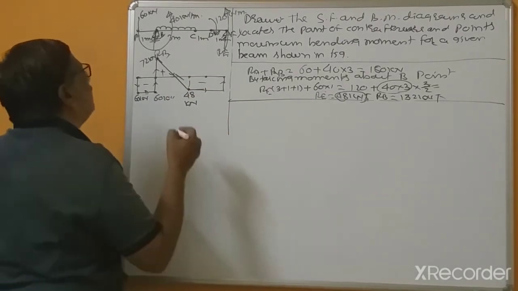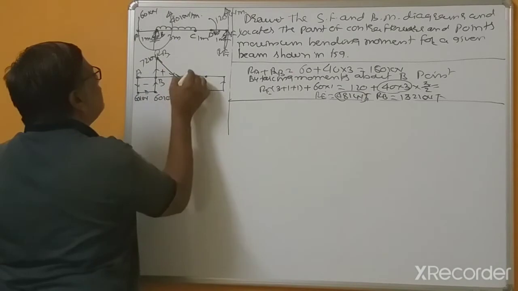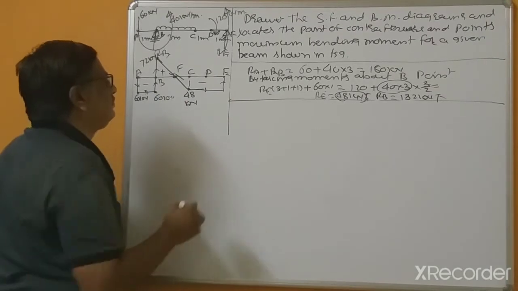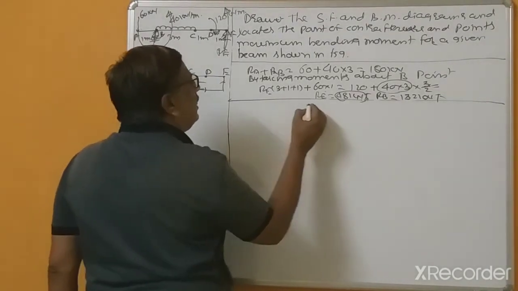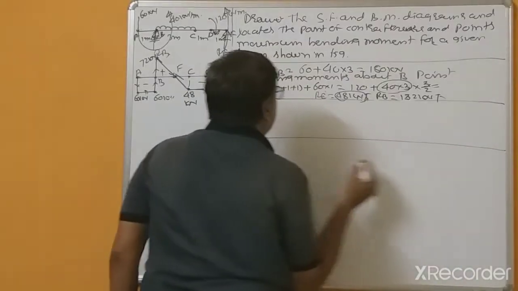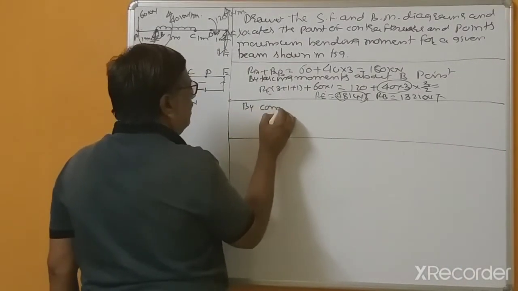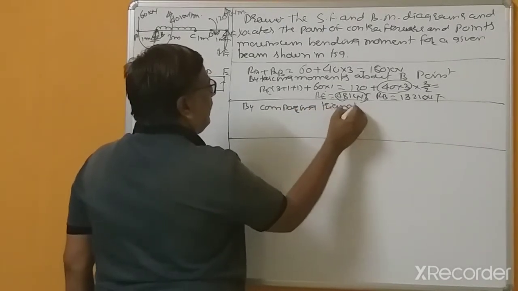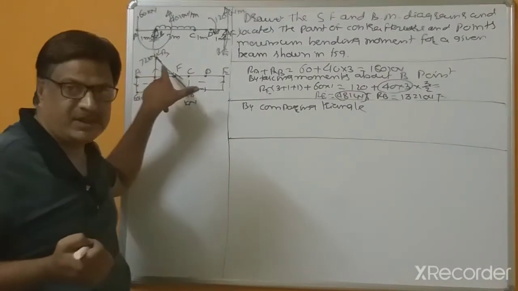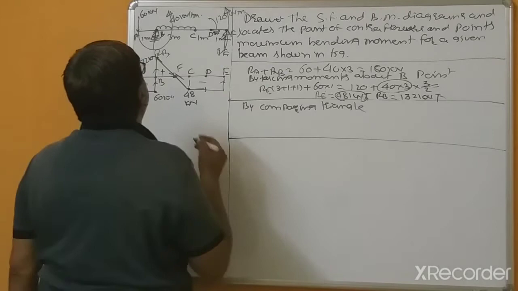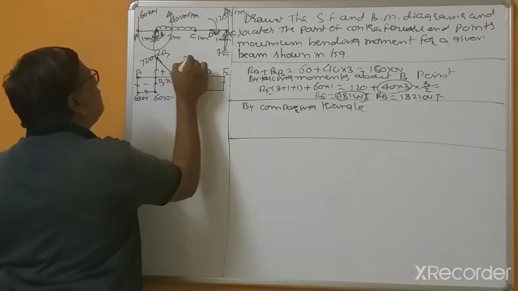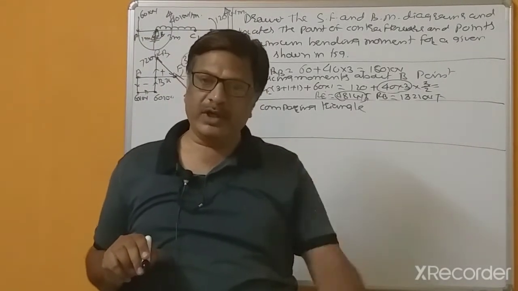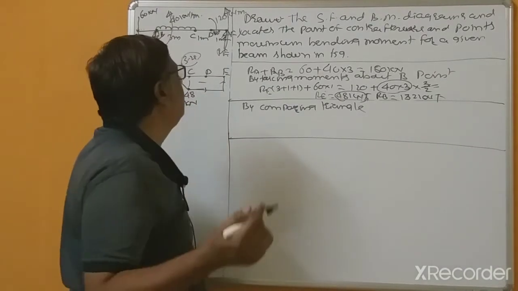Now this is A, this is B, this is C, this is D, this is E, and suppose this is F point. Directly, by comparing triangles, because this is uniformly distributed load, this is a straight line. Suppose this is X and this is 3 minus X. Where shear force changes its sign, positive to negative, there you will get maximum bending moment, means at F point.